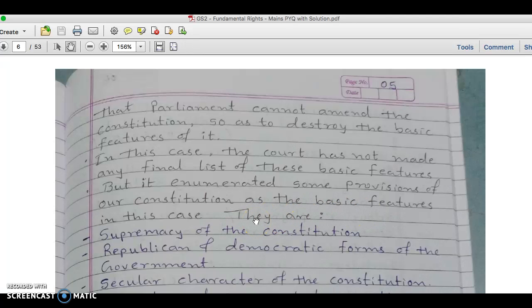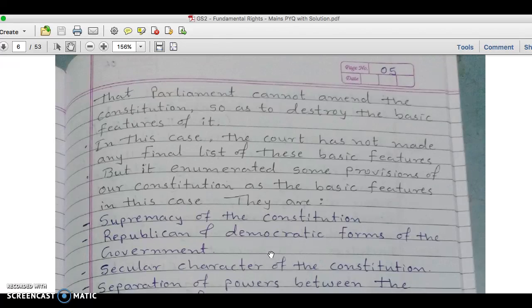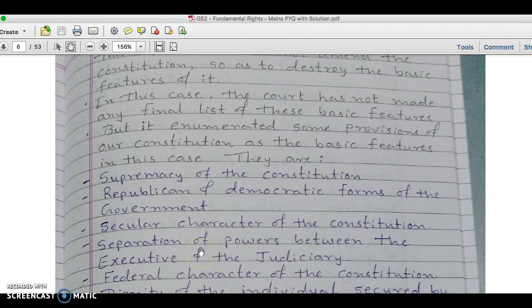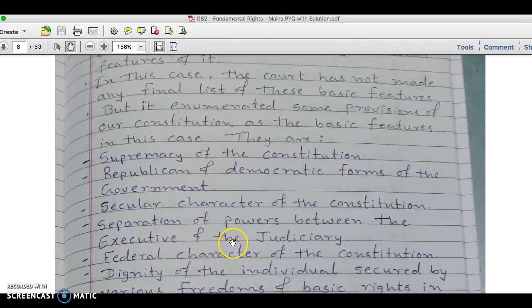Now what are those features? The supremacy of the Constitution, a republican and democratic form of government, which is again the most important part, and the secular character of the Constitution. Next is separation of powers between the executive and judiciary. Then the federal character. What do we mean by federal? As we know, the US has a federal structure where the center and states have separate powers. And in India we have a federal or quasi-federal or semi-federal structure.